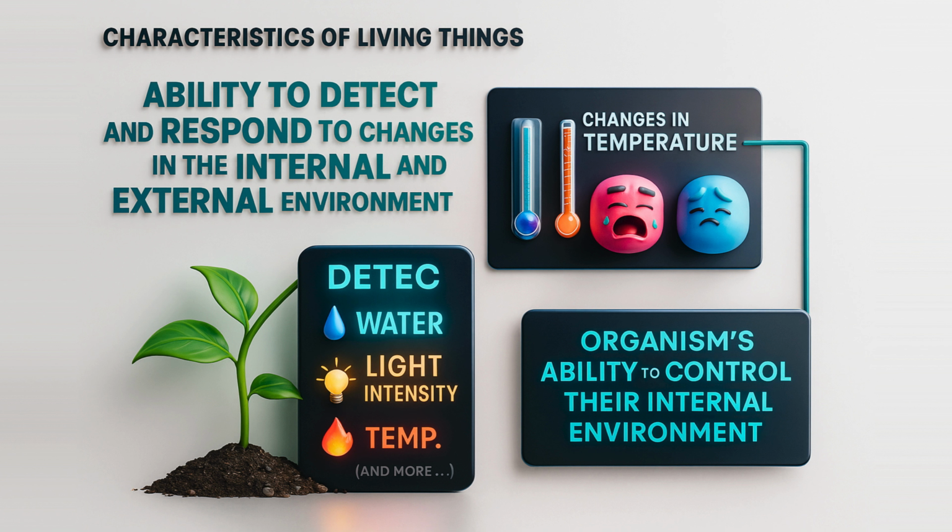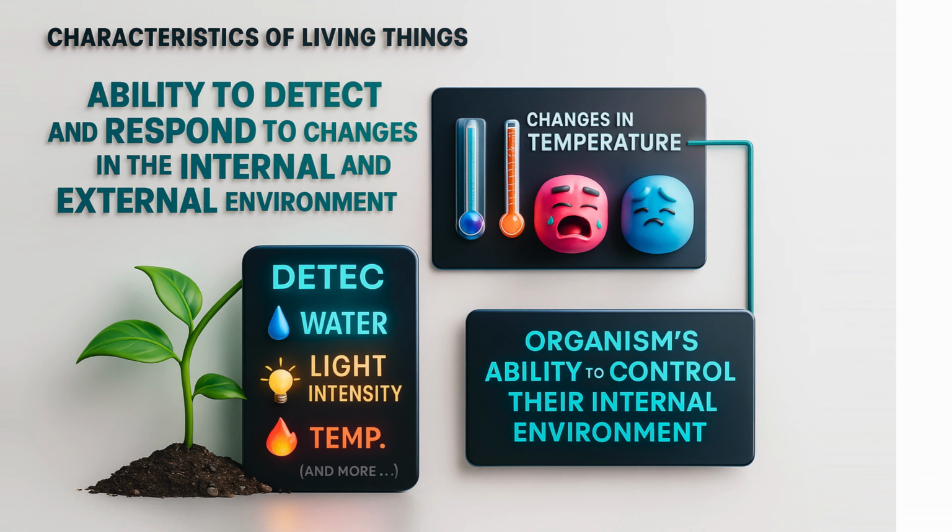This ability is sometimes described as sensitivity and control because the organism not only detects changes, but also adjusts its internal conditions accordingly. This ability to control internal conditions such as temperature, water content, and pH level helps maintain a stable internal environment, which is vital for survival.